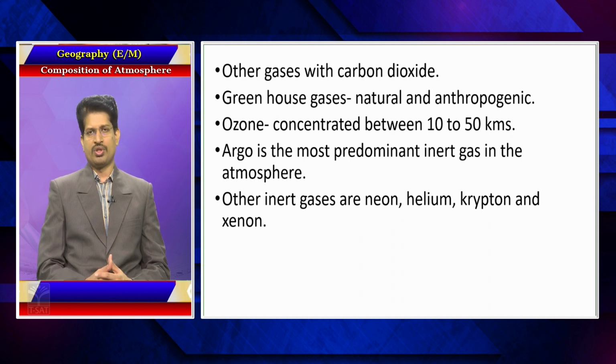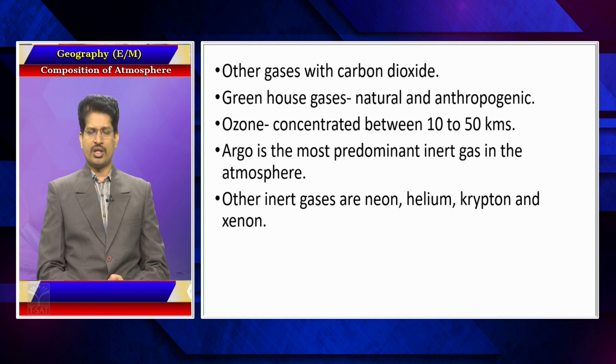Apart from that, the atmosphere has got ozone, extending between 10 to 50 kilometers. The importance of ozone is that it filters the incoming ultraviolet radiation, decreasing the intensity of UV radiation on living beings. That is the importance of the ozone layer.